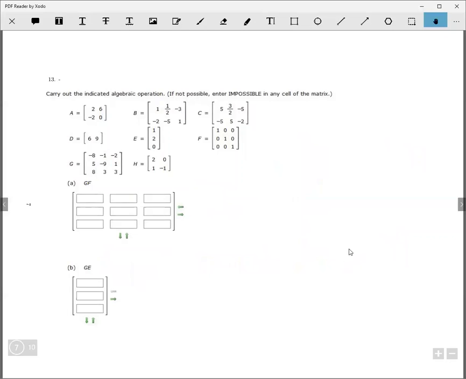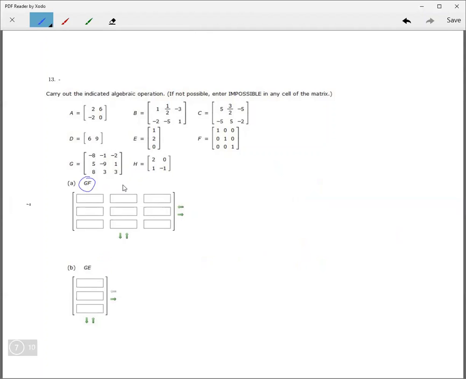Okay, number 13. So GF, that's this one times this one. Okay, here's another interesting concept of what happens. And here's F. This matrix here is called the identity matrix. And this is a 3 by 3 identity matrix. There's other square matrices. Square means it has the same number of columns as rows. There's other square matrices that are also corresponding identity matrices.